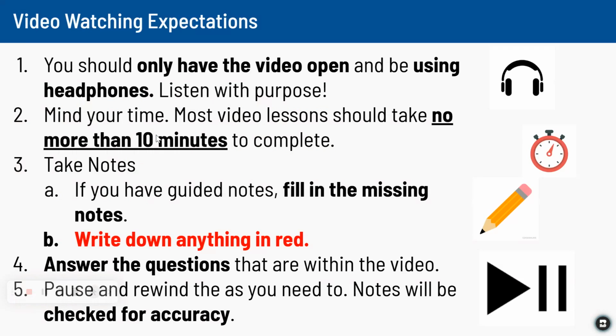While watching the video, these are the expectations. You should only have this video open and be using headphones. Make sure you listen with purpose. Mind your time. Most video lessons should take no more than 10 minutes to complete. Take notes. If you have guided notes, fill in the missing parts. If you don't, a good rule of thumb is to write down anything in red. Answer questions that are within the video, and finally, pause and rewind as much as you need to. Notes will be checked for accuracy.